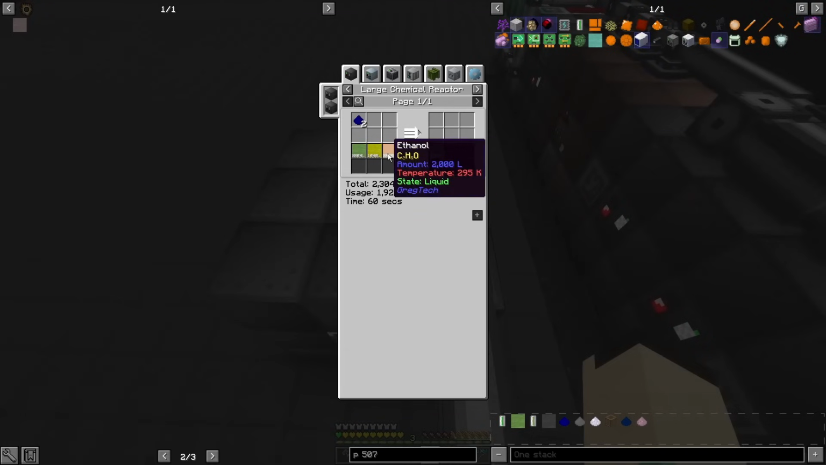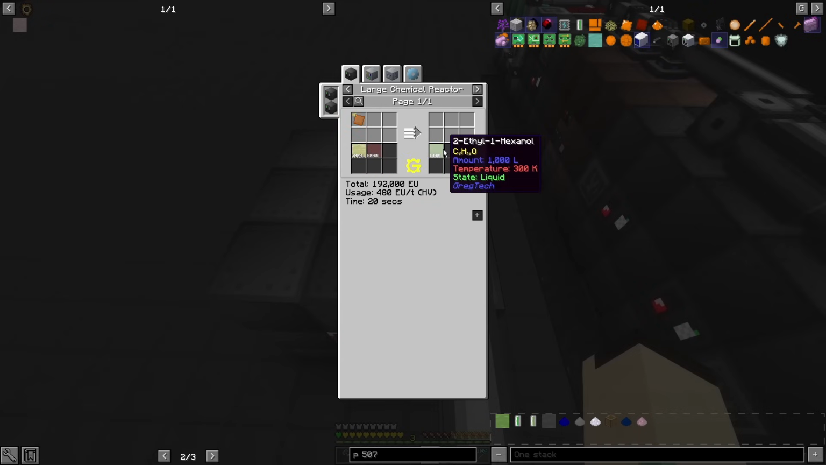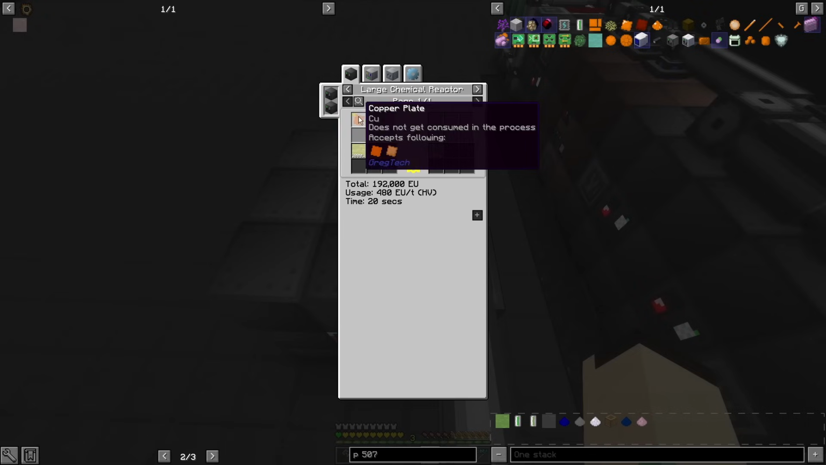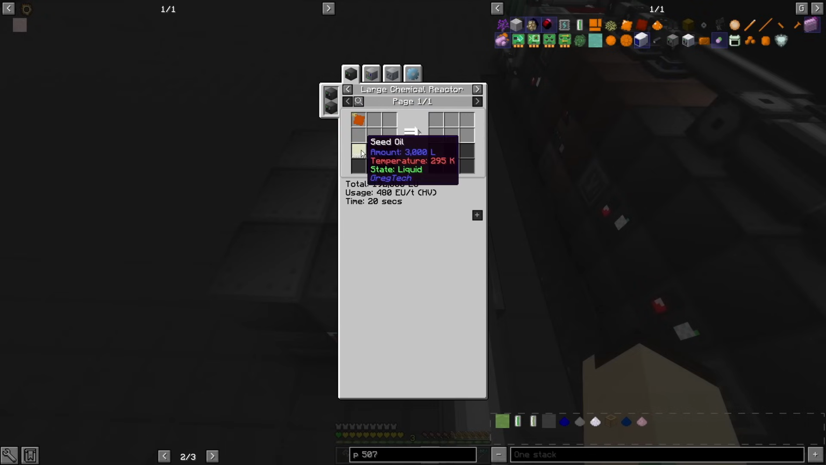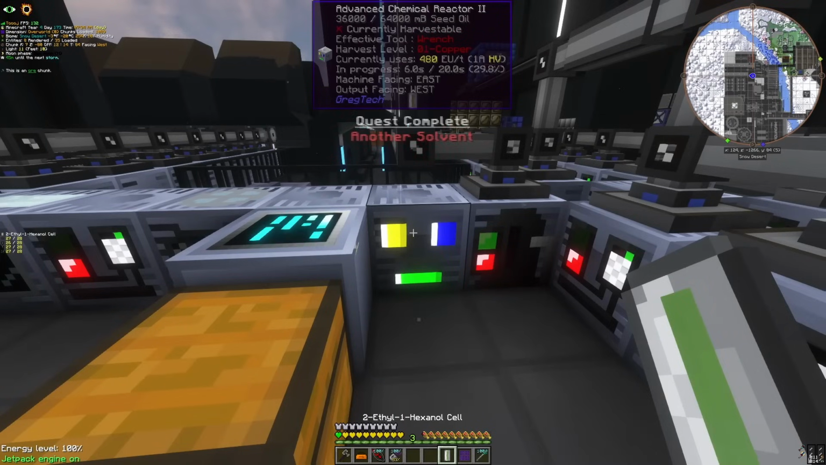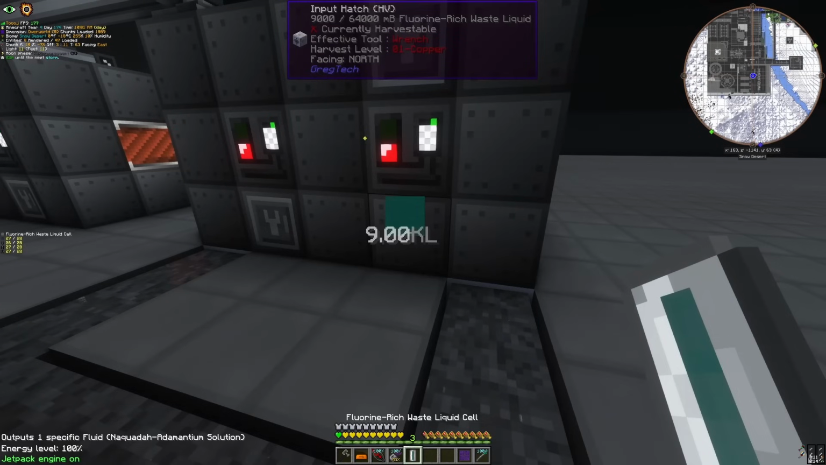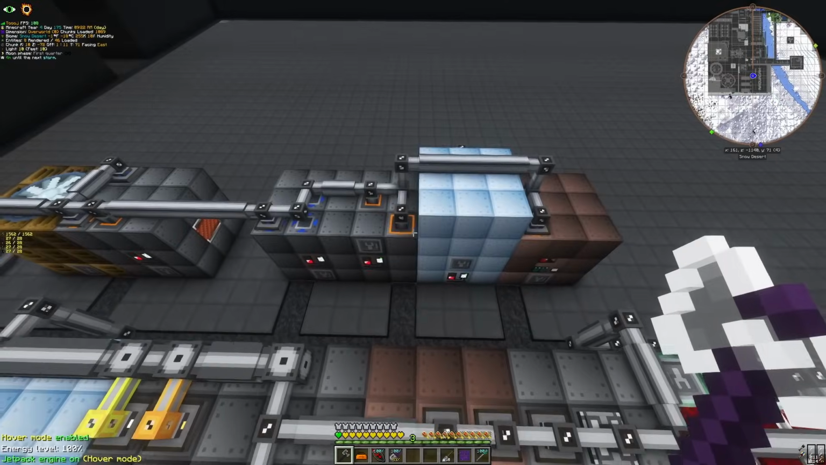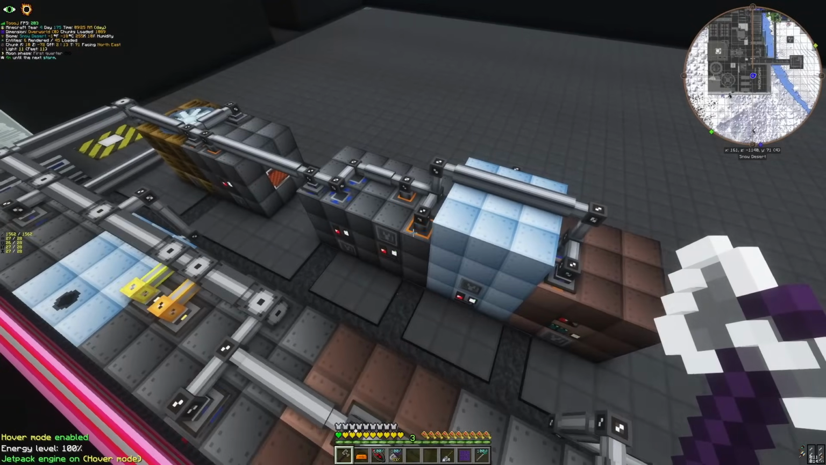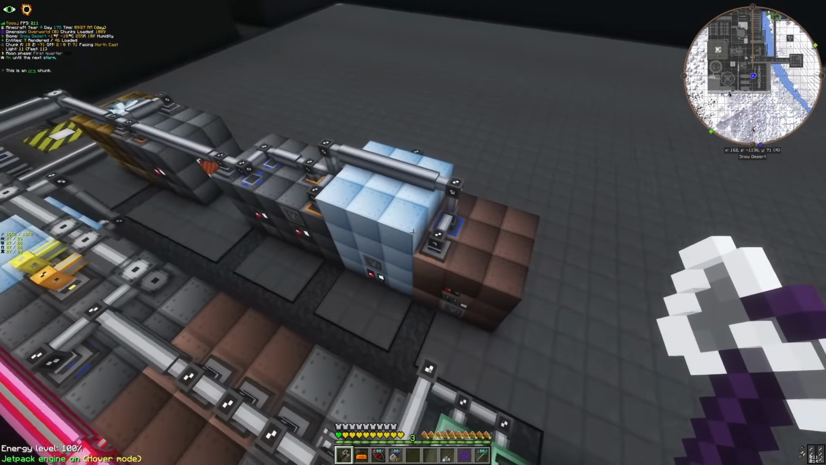Now, P507 is made in a chem reactor with sodium, phosphoric acid, ethanol, which is fine, and 2-ethyl-1-hexanol. This I've never made before, and I don't think it has any other use, so there's no reason to craft a big batch of this. But this is just made using a copper plate, which is not consumed, so it's just a catalyst, and seed oil and hydrogen gas. Not bad at all. All done. Nothing special here. Things just being routed where they're supposed to, and that's about it.